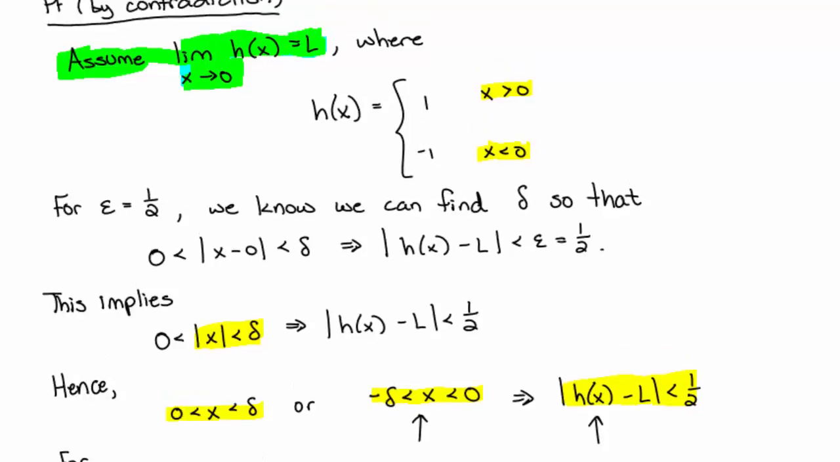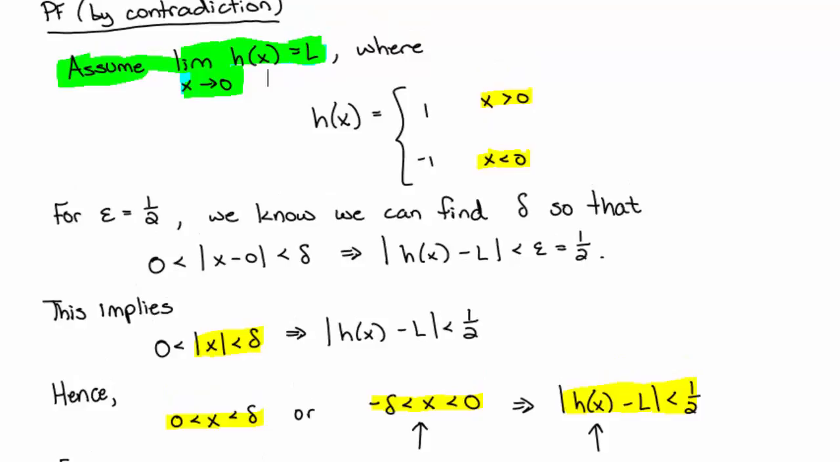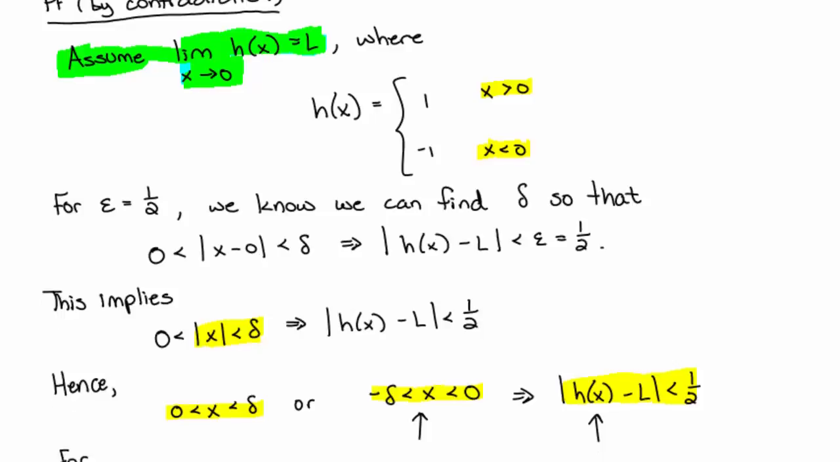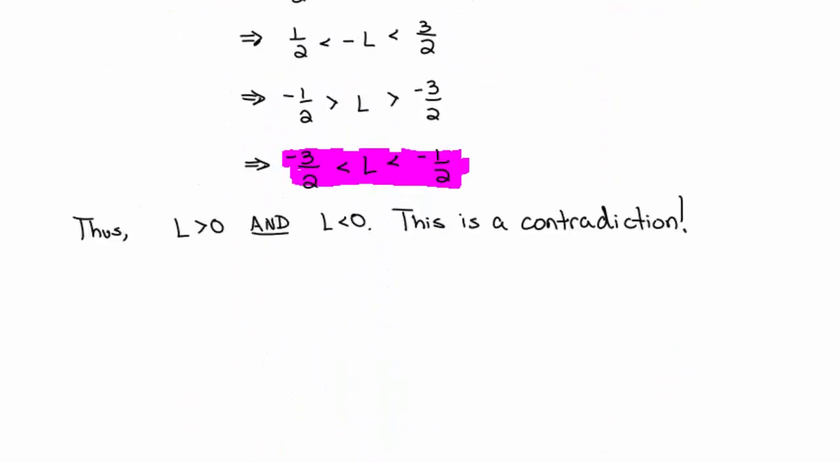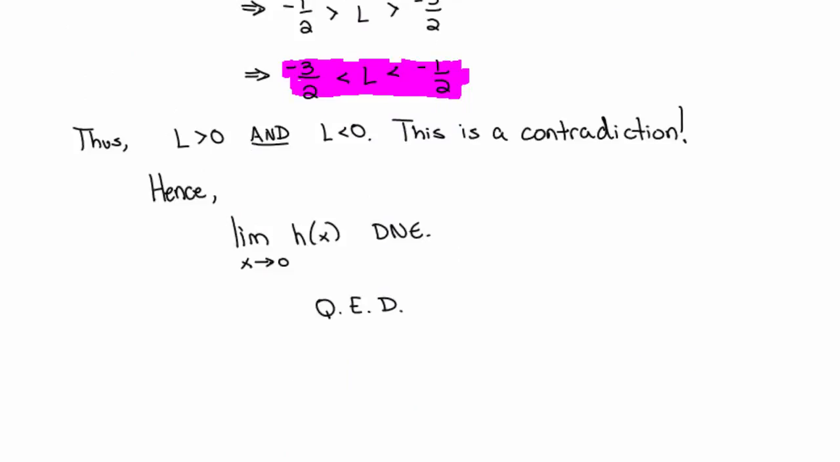The reality is that that's the only assumption we have, thus this assumption must be wrong. In other words, the limit for our function cannot become some number, L. That is, it must not exist. So let me write that down. Hence, the limit as x approaches 0 of our function cannot exist. And then that ends the proof, QED.